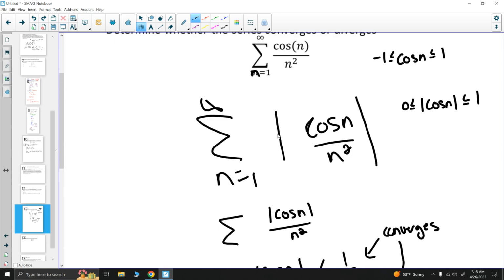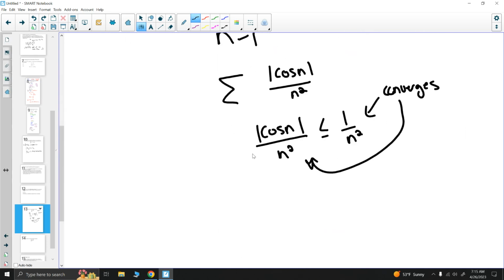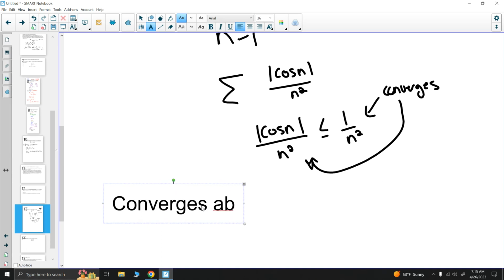Again, because this absolute value converges. So we would say that this series converges absolutely. So then that is a very strong statement. So it converges, period. Okay.